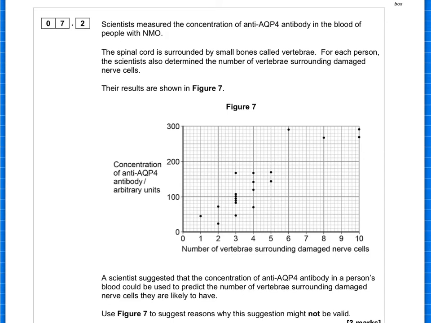And then common theme in these types of questions, they then give you some further data and information, and it talks about a scientist doing an experiment looking at the concentration of anti-AQP4 antibody in the blood of people with NMO, and the spinal cord is surrounded by small bones called the vertebrae or vertebra. For each person, the scientists also determine the number of vertebrae surrounding damaged nerve cells. Okay. And they show the results in this handy scatter graph. So you can see the number of vertebrae surrounding damaged nerve cells and the concentration of anti-AQP4 antibody.